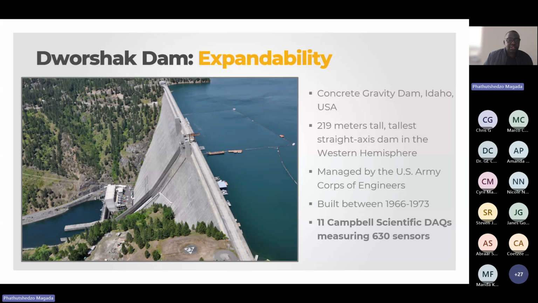Another dam that we have is a dam I can't even pronounce properly, Dworshak Dam in the USA. It's a US Army Corps of Engineers project. In this dam, Campbell Scientific has a CR6 and AVW200 multiplexer measuring 630 sensors in real-time monitoring.